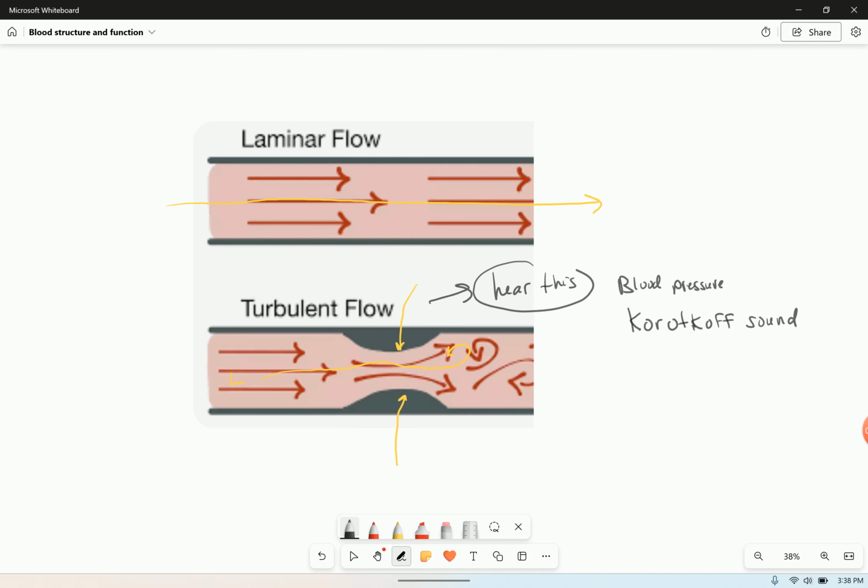If you hear a turbulent sound because of plaque, then it's called a bruit, pronounced bruit. So when you place the stethoscope over the carotid artery, which is in your neck, and you hear a swishing sound, that's a bruit. So that's some sort of turbulent flow, which is abnormal.